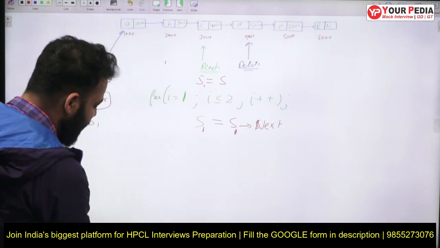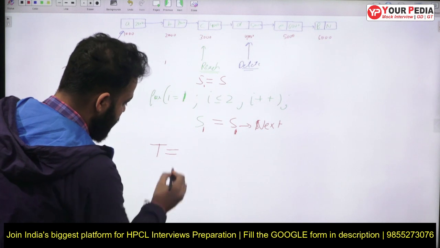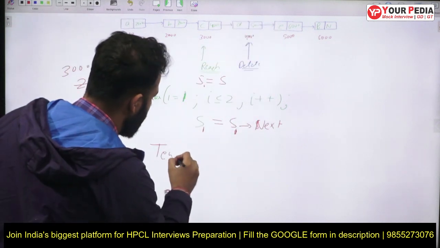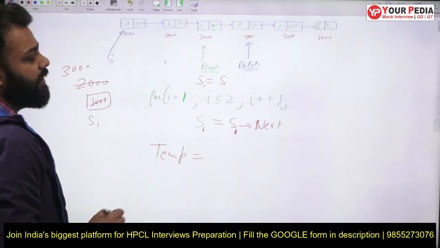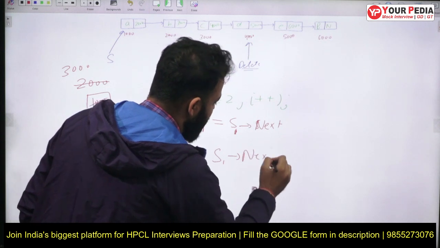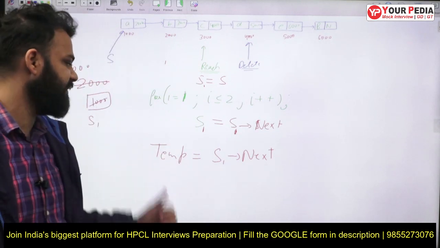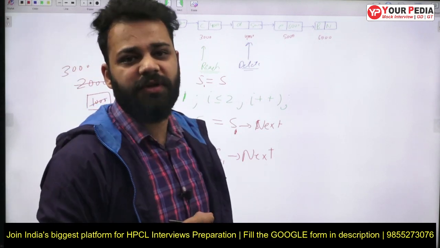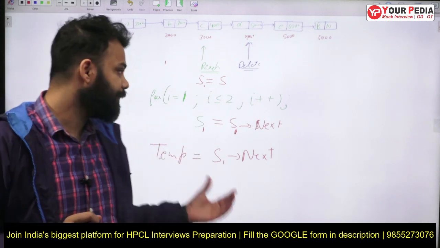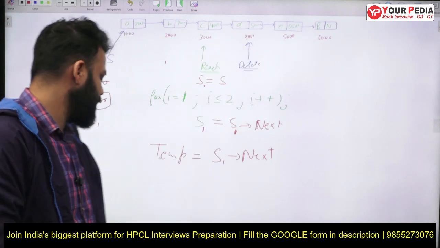Again, after this, we will store the address of the node we want to delete in some temporary variable. Temporary variable will be equal to S1 next. So S1 is 3000 and the next of S1 is 4000. So we will store that address in temporary. Why will we store this address in temporary? It is the most important part of this question, because in the end you have to delete the node. So why temp? Let's see.